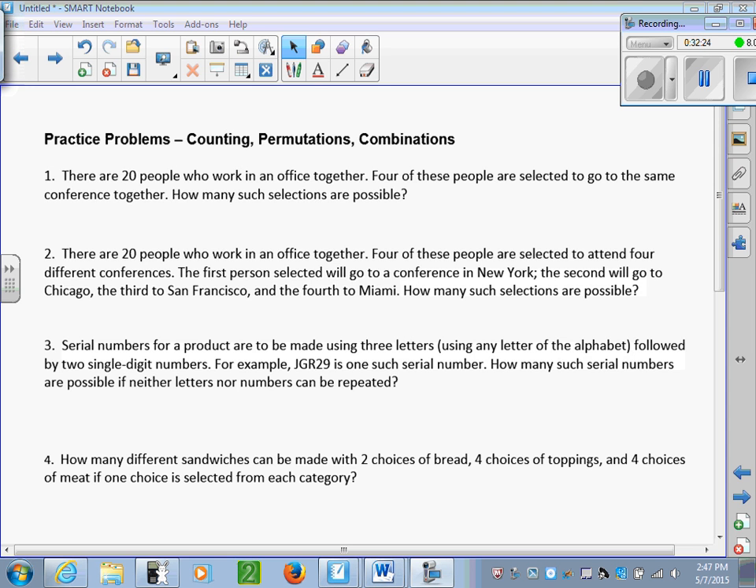Okay, so I'm going to do these first 2 together, and then the rest of them I'll give you hints on, but I want you to finish them. Okay, so the first 2.